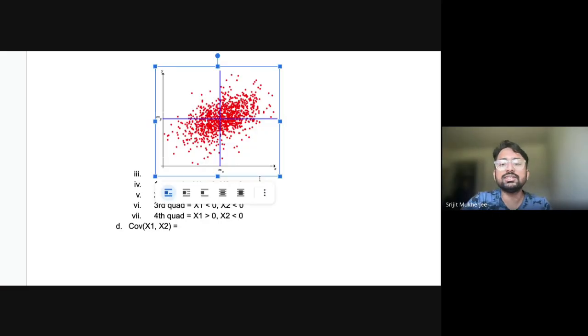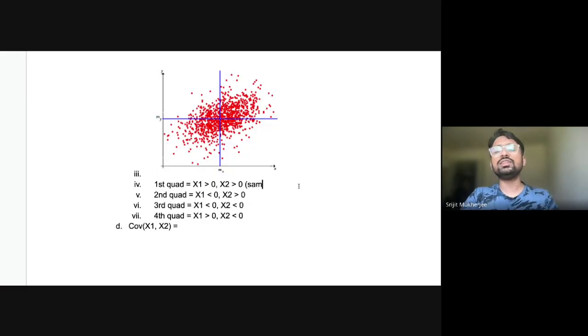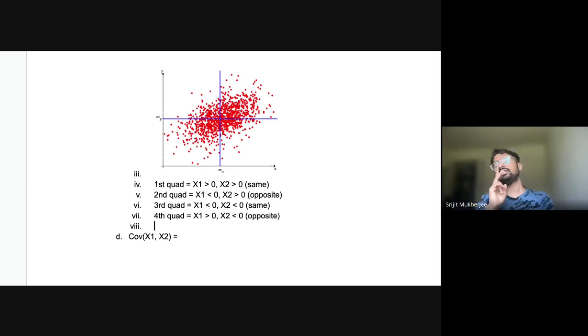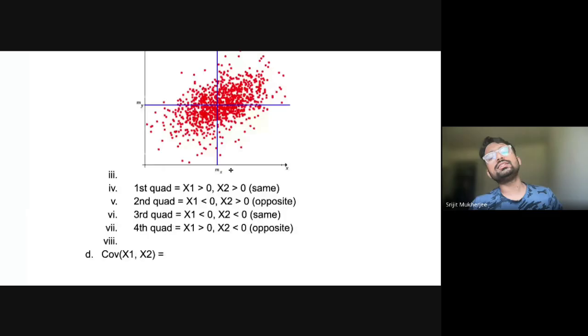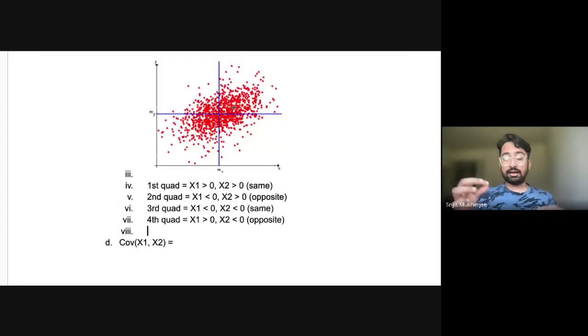So you can see in the first and the third, both are moving in the same way. And here, both are moving in the opposite way. Right? So what we're understanding here is something very important. The value also matters, right?